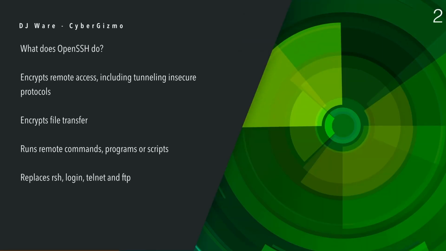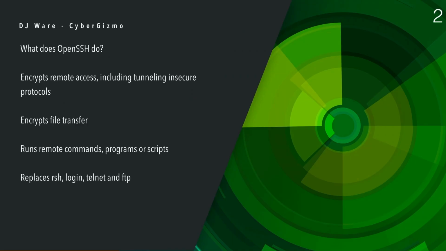But what does it do? The first thing it does is encrypt the remote access, and it creates a tunnel which allows me to insert insecure protocols like FTP, R shell, and some of the other things along that encrypted tunnel to protect and encrypt and prevent eavesdropping of that data. It also encrypts file transfers, which FTP did not do originally, and it runs remote commands, programs, and scripts. It does replace R shell, R login, Telnet, and FTP.